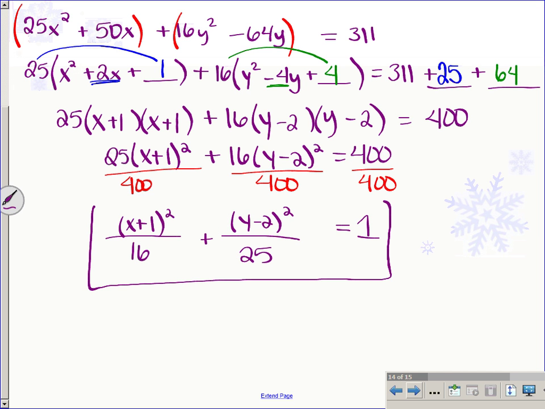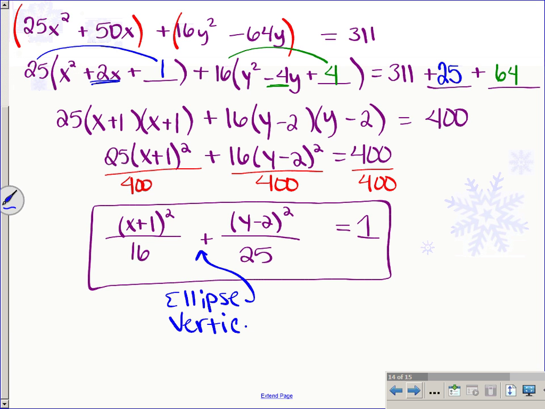And there I have it. This is my final equation in conic form. And now I can identify that this is an ellipse because of the plus sign in between. And I can identify that it's vertical because the larger value is under the y. So we have here a vertical ellipse. Okay?